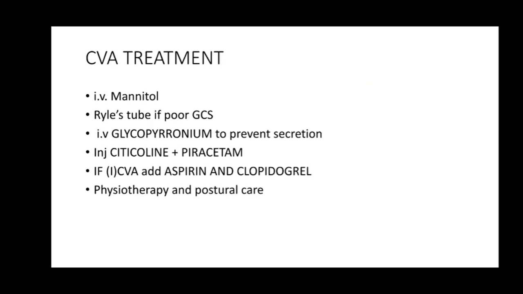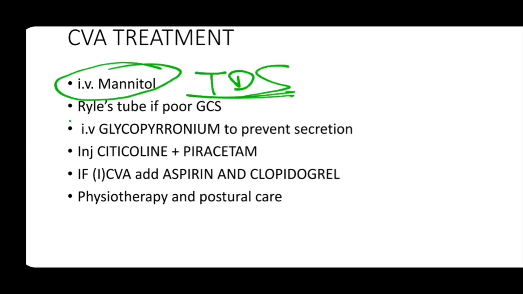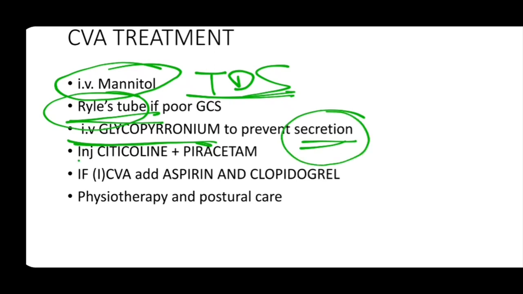Okay, now next, it is stroke treatment. It is a gross treatment. You will give IV mannitol TDS. Okay, 100 ml bottle TDS. You can give more than this also. Ryle's tube you will put to the patient if there is poor GCS. The GCS video is also in my channel. I will share this link in the comment section. Now see, IV glycopyrronium. No one will say that, but I have practically found that it is very much helpful to prevent secretion. By the secretion, there may be aspiration pneumonia or aspiration syndrome. To prevent it, you can give IV glycopyrronium. Injection of acetylcholine and piracetam is widely given in West Bengal, but I don't know whether it is very much beneficial or not.